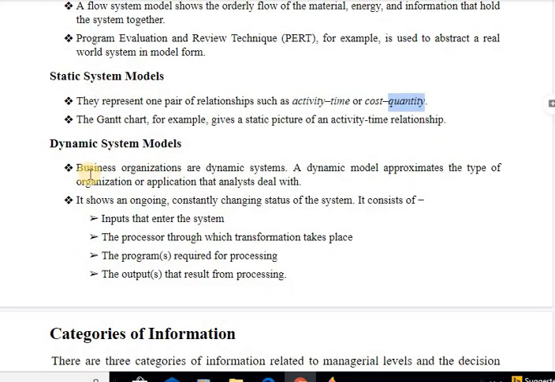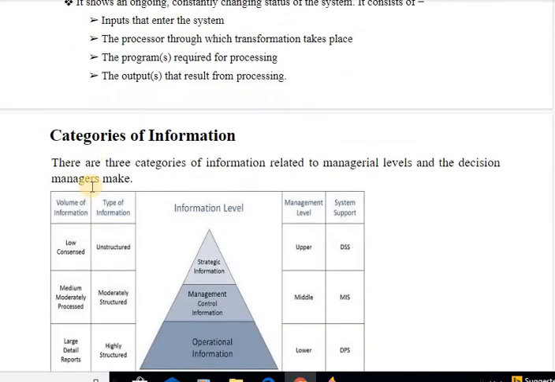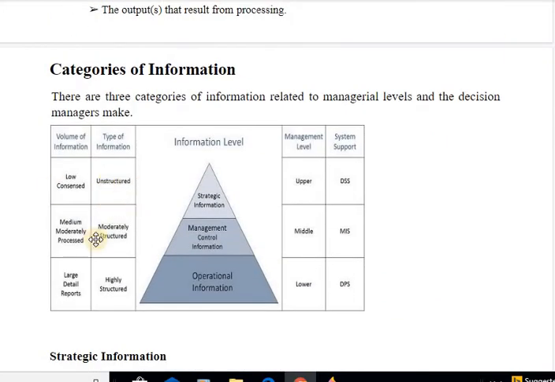So, static systems and dynamic systems. Static systems remain fixed, like activity, time, cost and quantity. In terms of these things you can define static system models. And dynamic systems belong to the activities or the information which is constantly changing, which is not fixed. In terms of categories of information, you can have three types: strategic information, management information, and operational information. These levels of information occur at different levels of management.